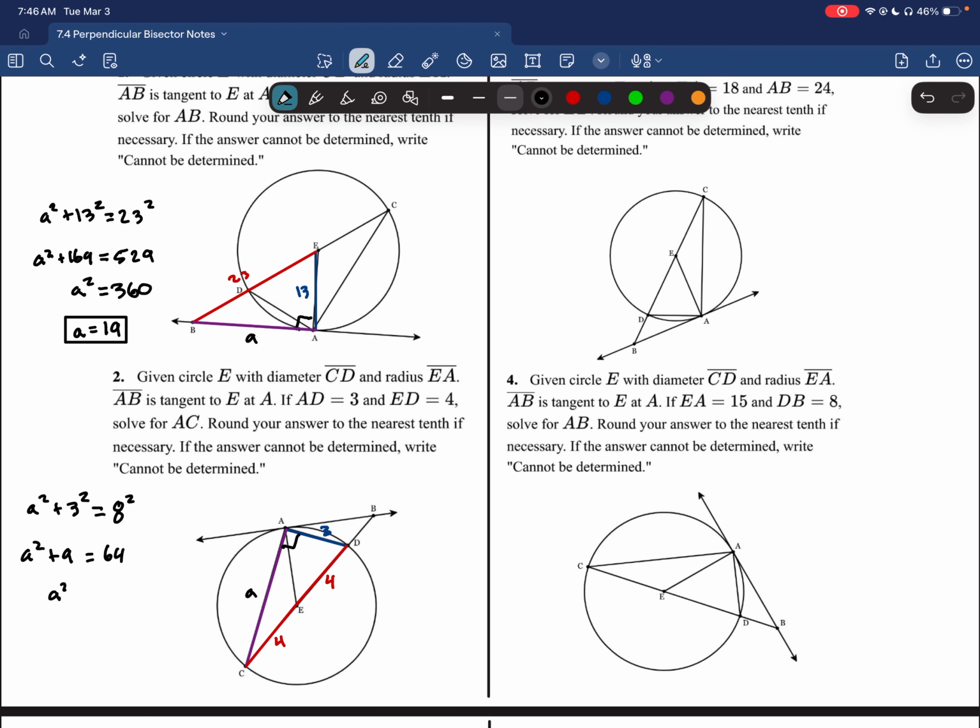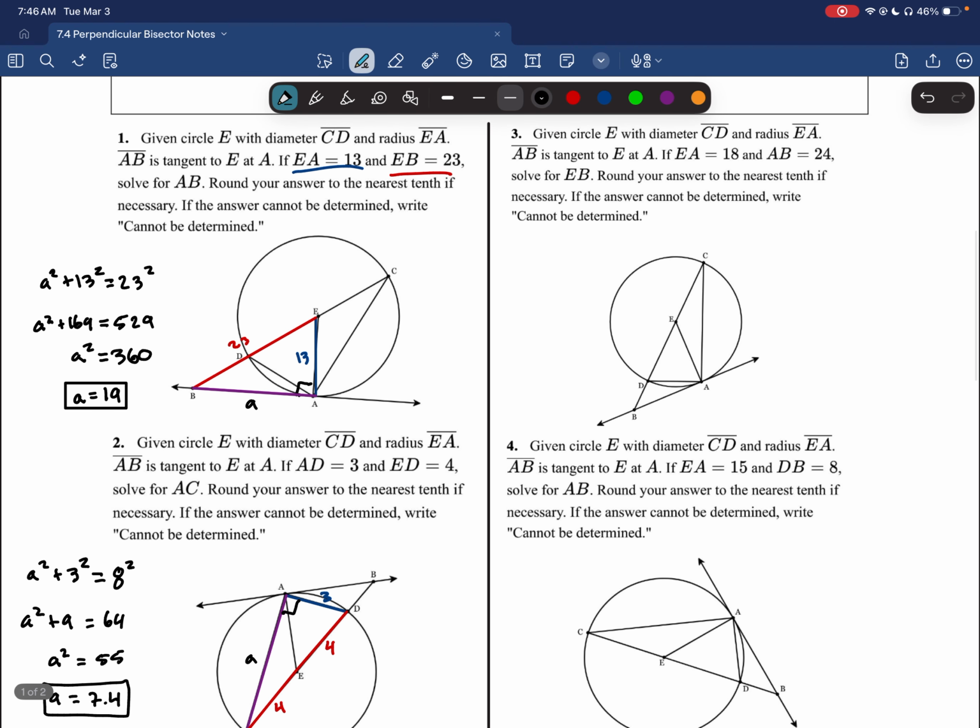And A squared is equal to 55 because I have to subtract that 9 from both sides. And then last step, to get A all by itself, I've got to square root both sides. So A is equal to 7.4 when we round to the nearest tenth. Okay. Perfect.